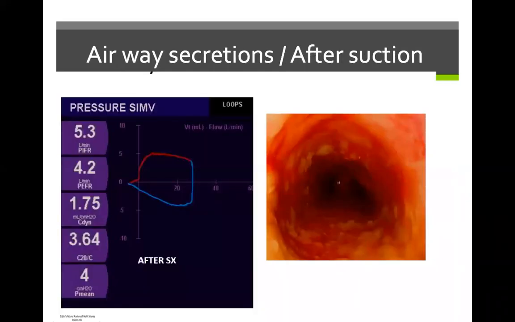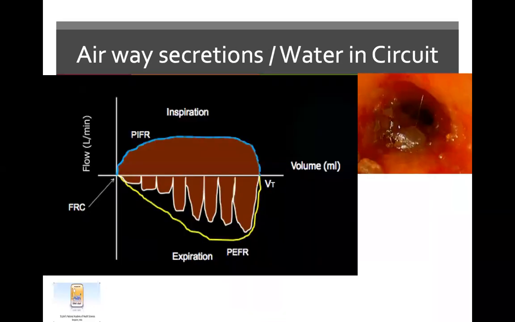But if it is in the circuit, the first thing whenever you have this, you should look at your circuit. If you see water there, you should remove the water from there. You don't need to do a suction on the baby, and it would be okay. But if you don't see any water in the circuit and you see this kind of thing, then you will look for a secretion and then you will do the suction.